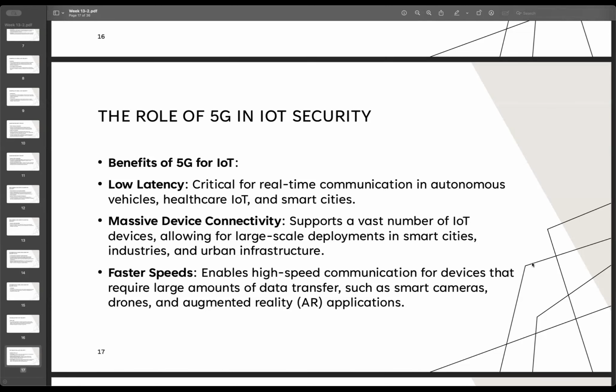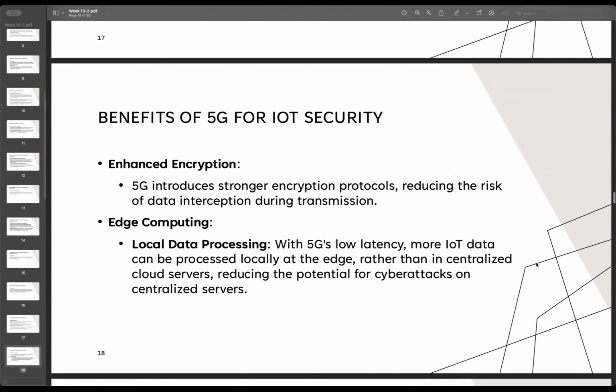And also how can we give a faster speed when we send the data? How can we give high-speed communication for devices that require a large amount of data transfer, like smart cameras, drones, and augmented reality, AR applications like this? All of this relies on 5G. And also we use 5G for enhanced encryption. So how can we use a stronger encryption protocol to reduce the risk of data interception during transmission?